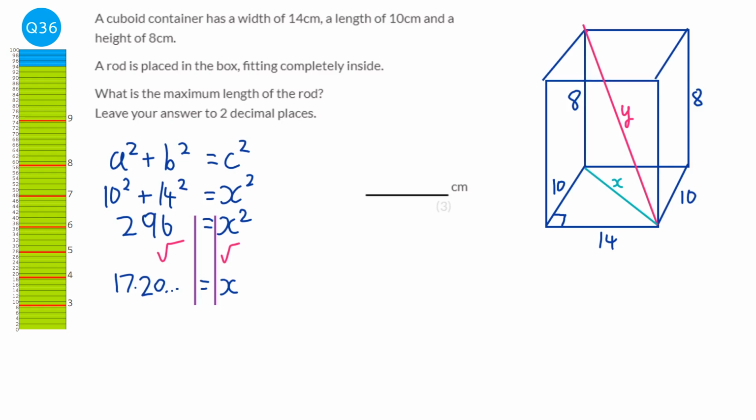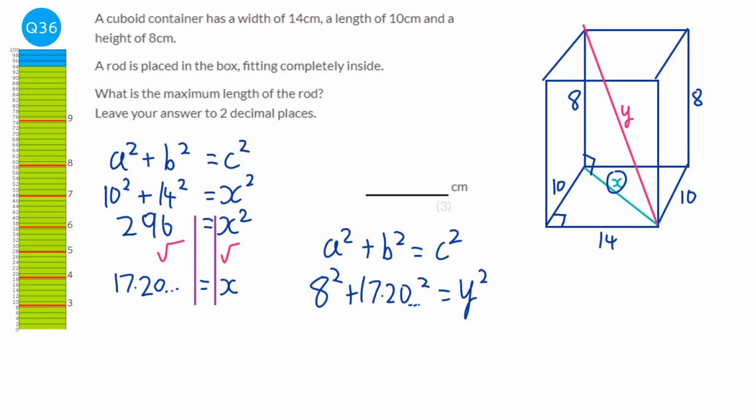So the next thing we're going to do is, we know what this is, and this creates a right angle triangle here, and so we're just going to do exactly the same thing again. A squared plus b squared equals c squared. Our a is 8, so 8 squared plus, and then we've got 17.20 blah blah blah squared equals, and then we're looking for y, so y squared.